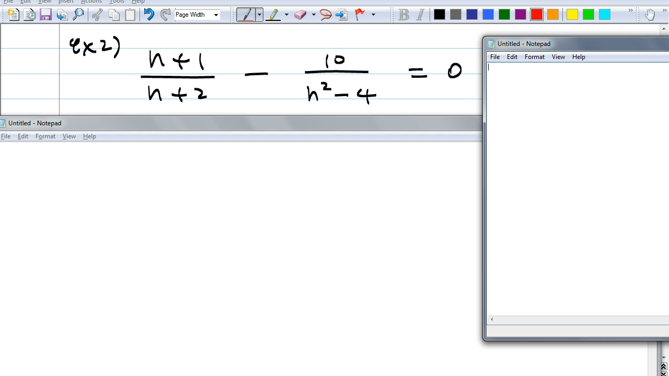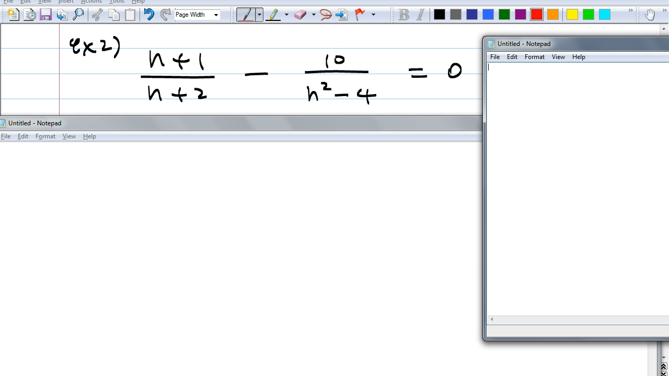(n + 1)/(n + 2) - 10/(n² - 4) = 0 is your equation. And of course, this equation has a bunch of denominators. We have to find the LCD, don't we? We have to multiply both sides by the LCD. Do you guys remember how to find the LCD for these denominators, n + 2 and n² - 4? What do we have to do first in order to find the LCD for these denominators that contain variables? Who remembers? We did this before.